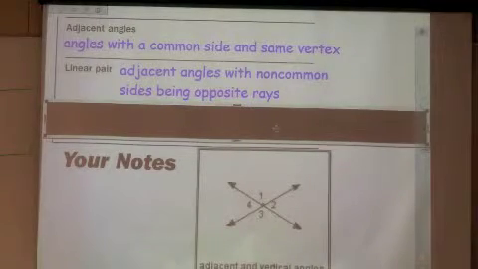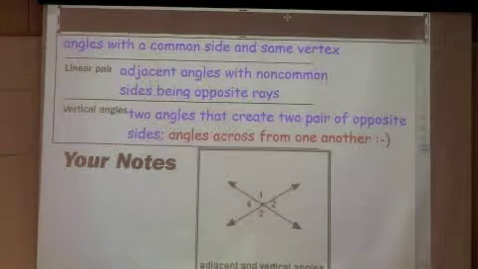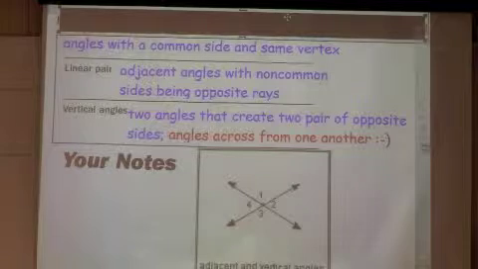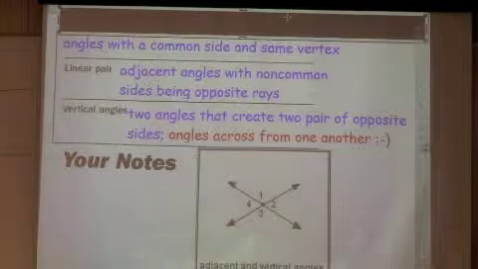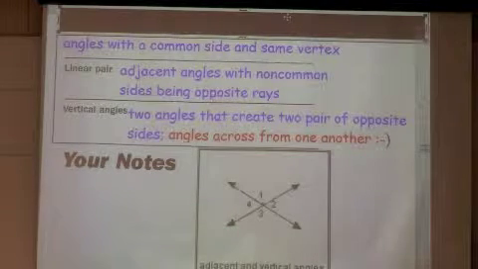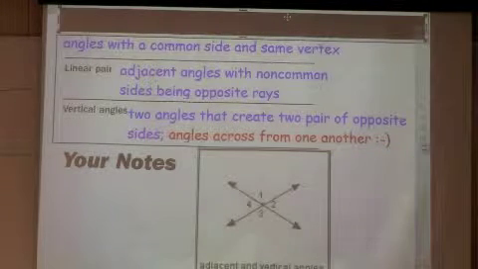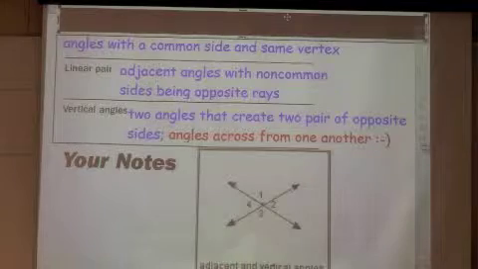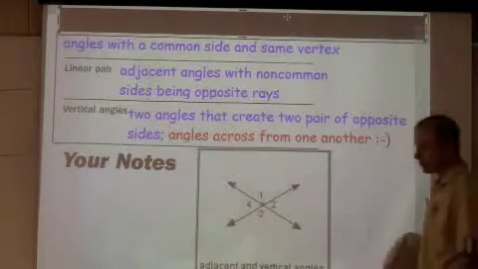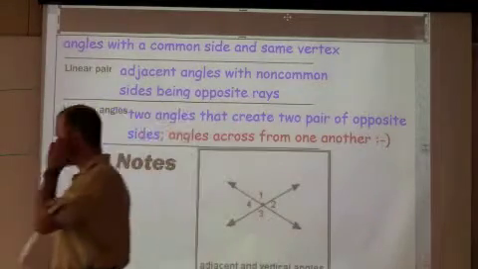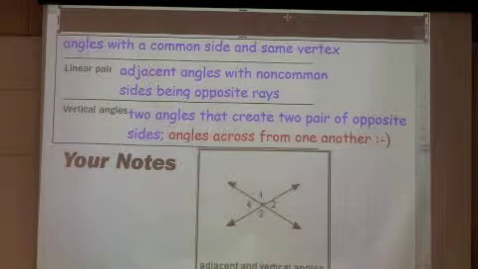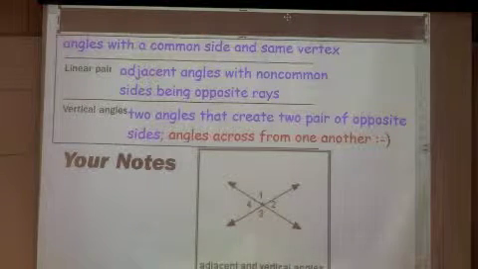Okay. Then our last vocab word here is vertical angles. Now, don't write the definition in blue. That's the fancy definition. Two angles that create two pairs of opposite sides. I like the red definition better because it's shorter. Angles across from one another. Angles directly across from one another.